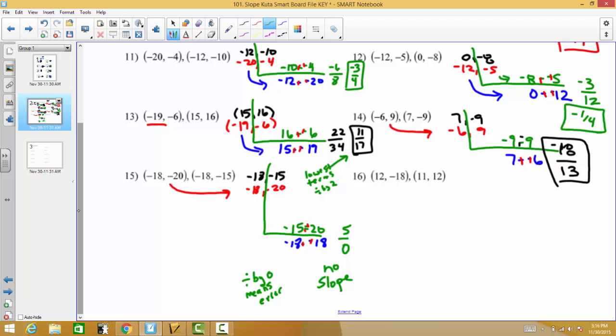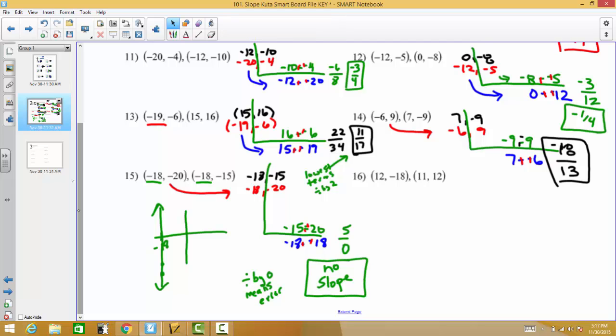Are dividing by 0. That's actually an error in the calculator. If you were to graph this, negative 18, negative 20 is right here, negative 18, negative 15 is right here. You have a vertical line going up and down. Every single vertical line, if ever x is always the same, it is always no slope. It does not exist.